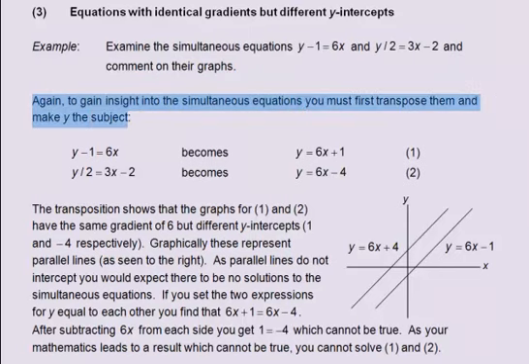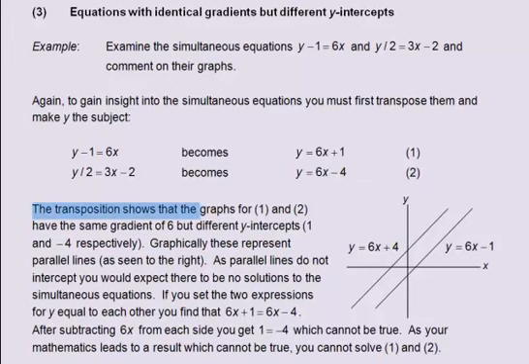the subject. y minus 1 equals 6x becomes y equals 6x plus 1. Equation 1. y divided by 2 equals 3x minus 2 becomes y equals 6x minus 4. Equation 2. The transposition shows that the graphs for 1 and 2 have the same gradient of 6, but different y-intercepts, 1 and minus 4 respectively.